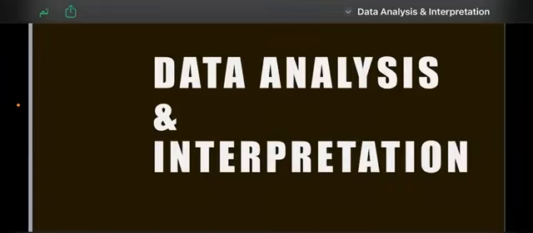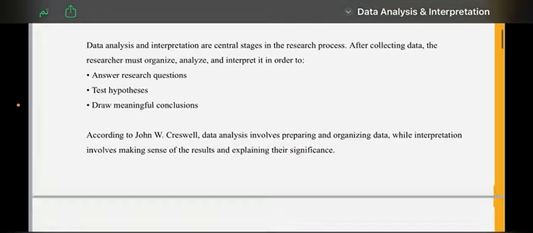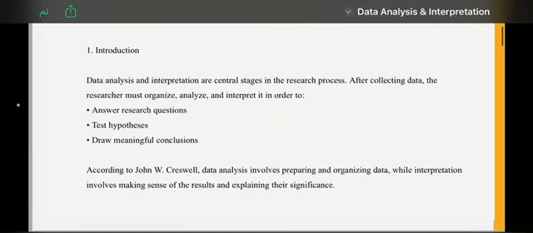Good evening, everyone. Today we have a lecture about data analysis and interpretation. First, we will introduce these subjects.